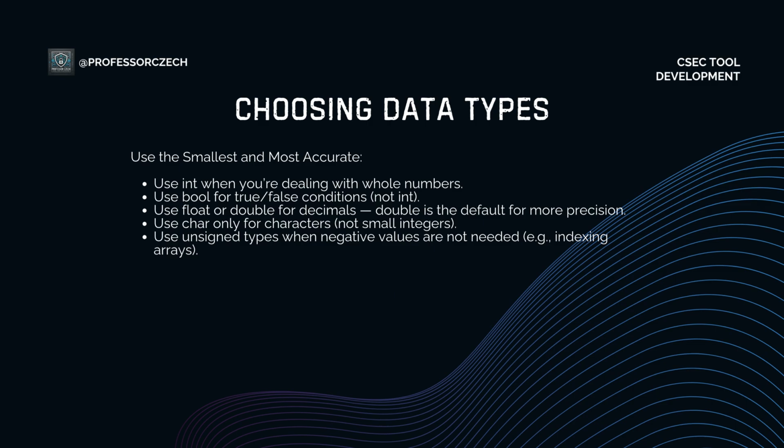Use your chars only for characters and not small integers, and it's whenever you only need a single one. And use unsigned types whenever you're never supposed to be using negative values, like indexing of arrays, for instance.